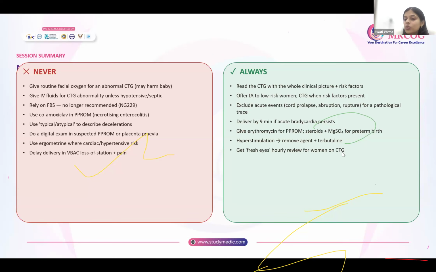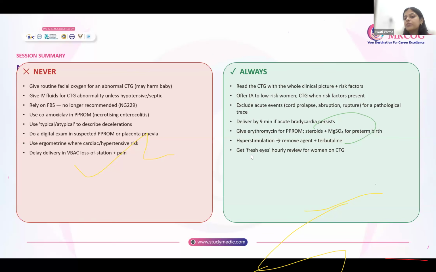Hyperstimulation: the first thing you will do is remove the agent wherever you find 5 or more contractions in 10 minutes. 5 is also bad, okay? Up till 4 is okay. 5 or more contractions in 10 minutes, try to remove the inducing agent, plus or minus add terbutaline.